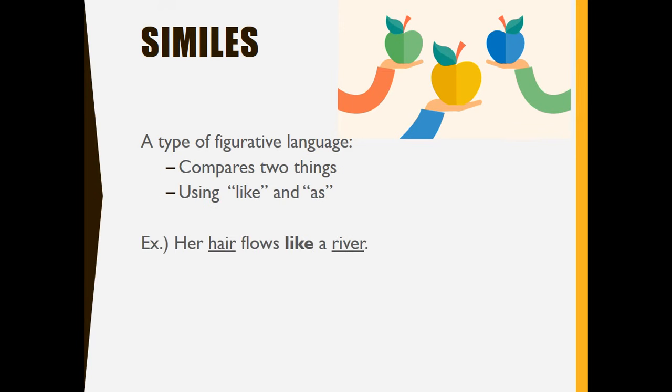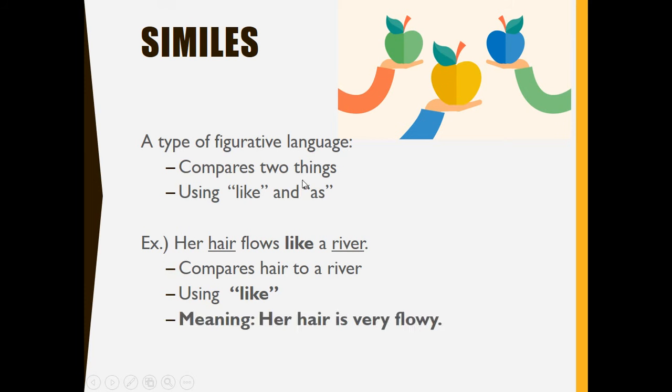Let's look at an example. Her hair flows like a river. We have hair being compared to a river. Now, the hair is not literally a river. It is just being compared to a river. Figurative language. It is being compared to a river by using the word like. So similes compare two things using the word like or as.